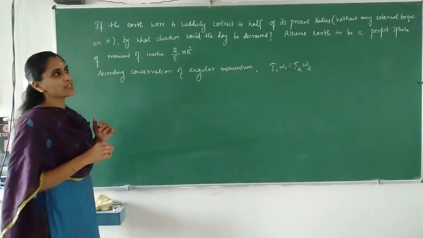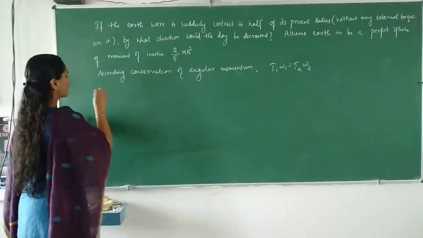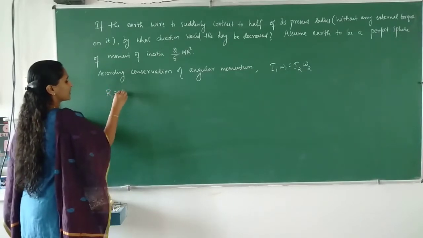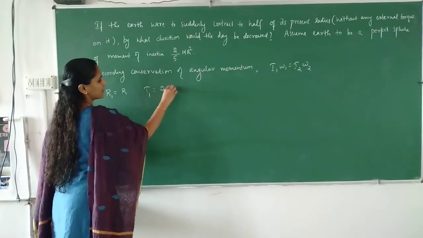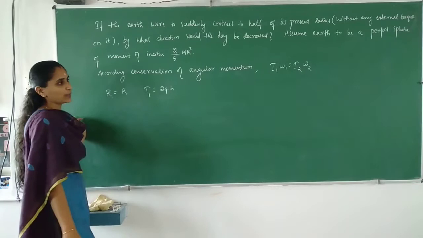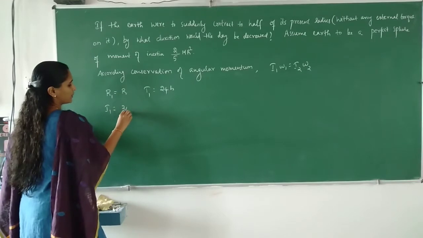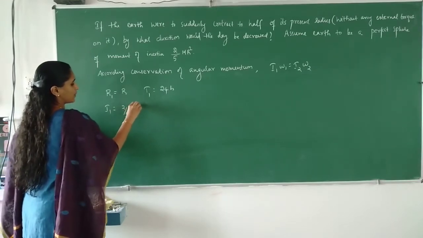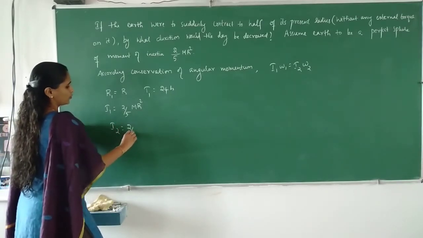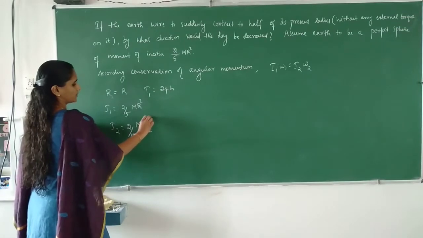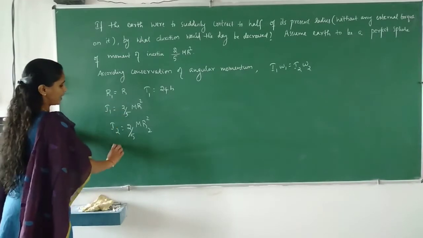Angular velocity is also not given, but we know the relation between angular velocity and time period. So we can write the initial radius as r, and the time taken, let it be, is 24 hours. I1 we can write as 2 by 5 m r square, and I2 can be written as 2 by 5 m r square. R1 is equal to R2.